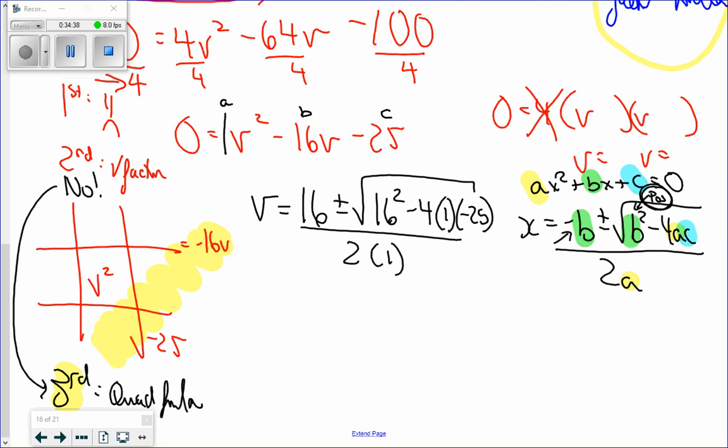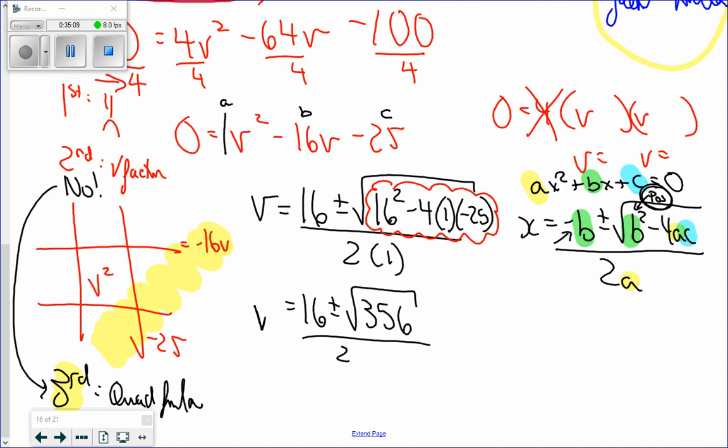Now, on your calculator, take it step by step. Plug that part in first. So go 16 squared, subtract 4 times 1 times negative 25. Don't forget the negative. That gives 356.